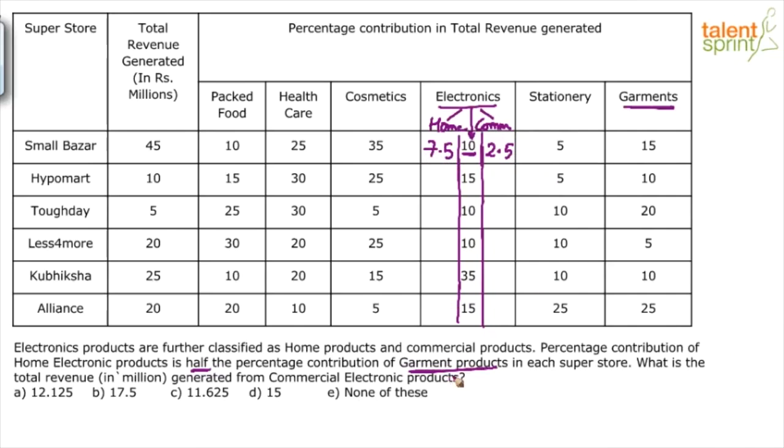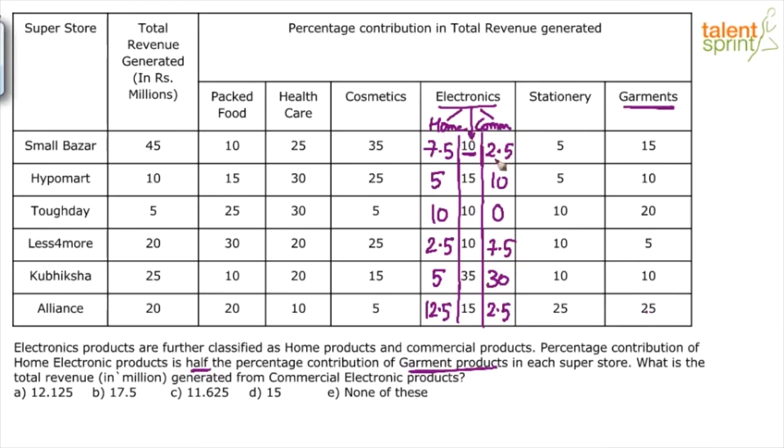Similarly, fill the remaining values. You getting it? Now, garments is 10. So home electronics will be half of this, 5. If this is 5, this would be 10. Here garments is 20. So this should be half of 20, which is 10. Now if this is 10, total electronics is also 10, this should be 0. Yes or no? Then garments here is 5, this should be half of 5, which is 2.5. So this will be remaining 7.5. Here garments is 10, so this should be half of 10, which is 5. So this will be 30. Here garments is 25, so this is half of 25, which is 12.5. So this should be 2.5.